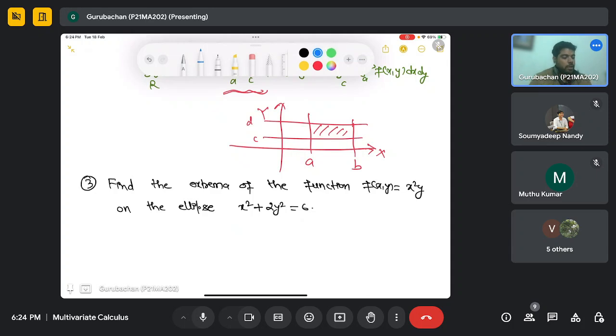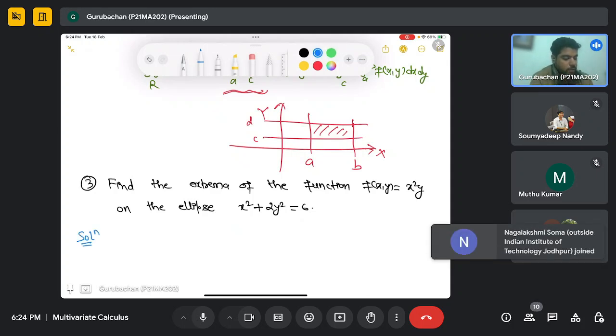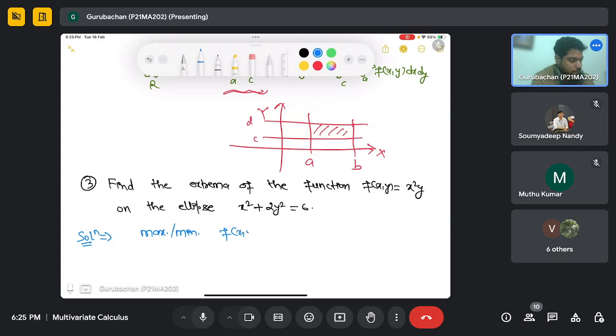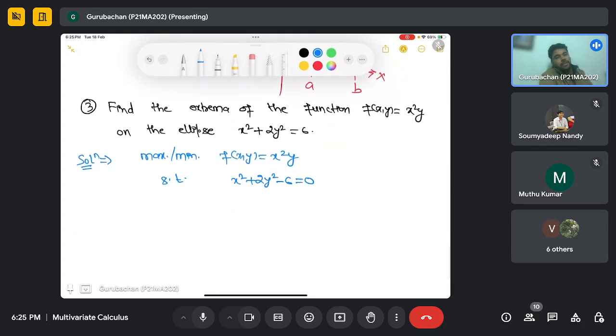So if I would write it in a smarter way, that means we have to maximize or minimize the function, subject to the constraint x square plus 2y square minus 6 is equal to 0. So this is our subject to constraint, and we have been given this function f(x,y). This is the question based on, you can say, the first lecture, I guess, Lagrange's multiplier. So try it.